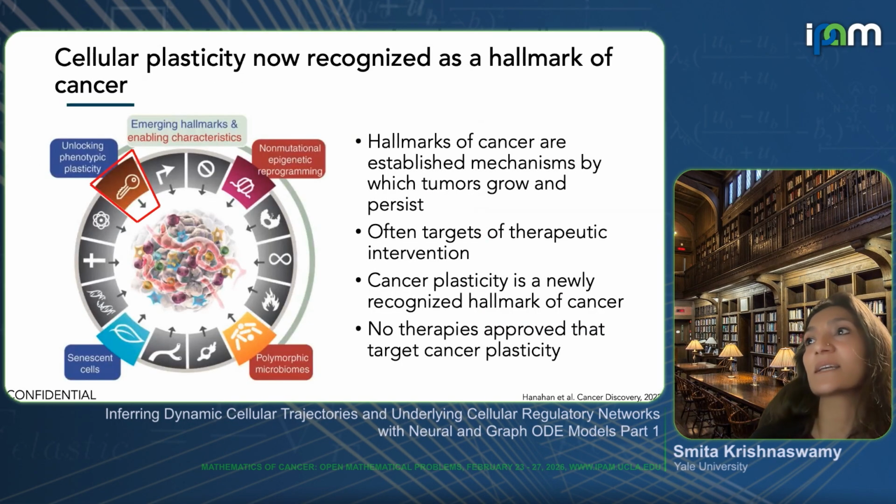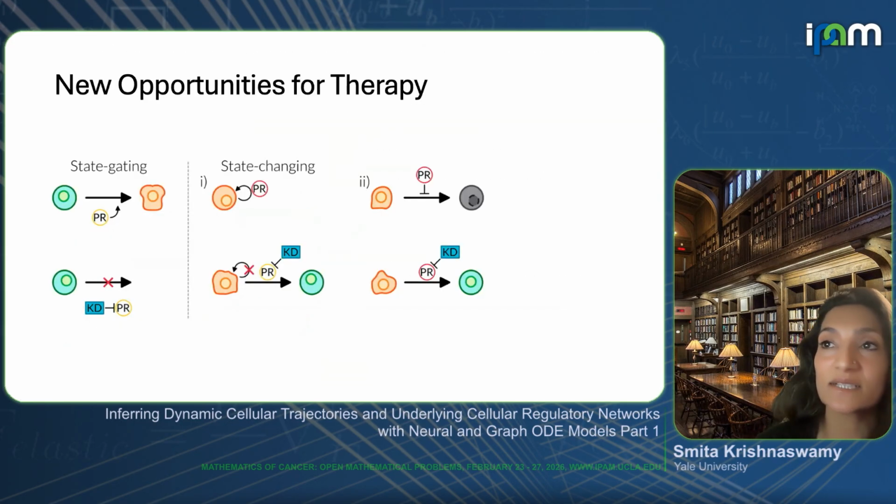So cellular plasticity is now widely recognized as a so-called hallmark of cancer. This is from the Hanahan updated cancer hallmarks. And the hallmarks of these cancers, there's many of them, and they're often future targets, so things like non-mutational epigenetic reprogramming. But plasticity also is recognized as a hallmark of cancer, and there's not many therapies that currently target plasticity. But that's not to say people aren't thinking about it.